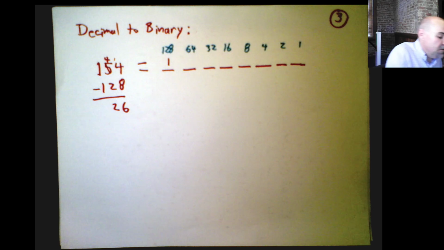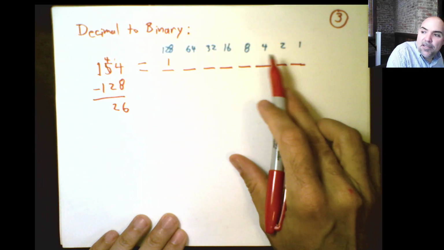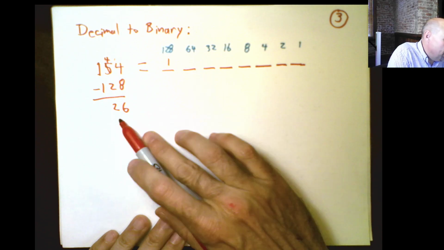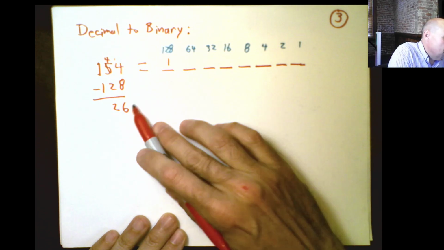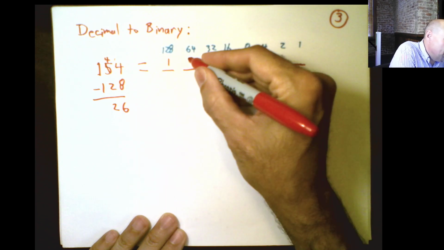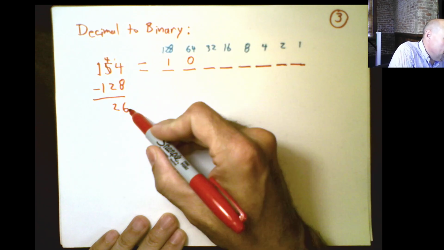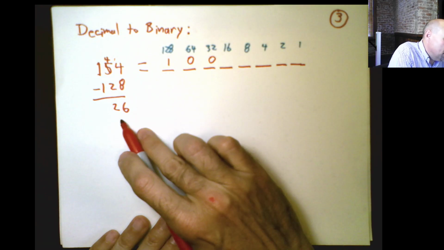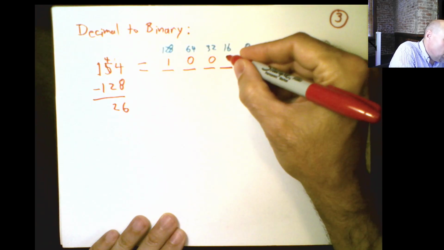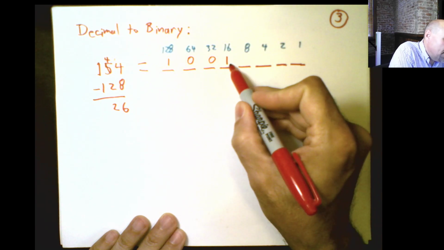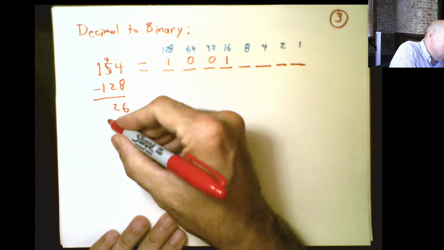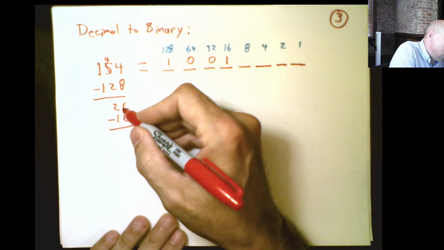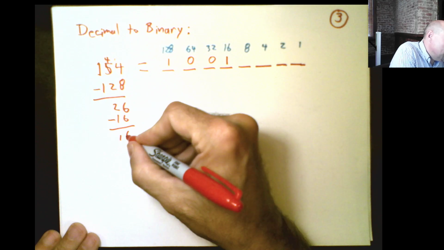So now we continue along our line here. And we say, okay, this 64's place, does 64 fit into 26? And the answer to that is no. 64 is bigger than 26, so we cannot fit it in there. Does 32 fit into 26? No, it doesn't. But does 16 fit into 26? The answer is yes. So we're going to put a 1 here, but since we put a 1 there, that accounted for 16. So we need to subtract 16 out of 26, which is going to leave 10.